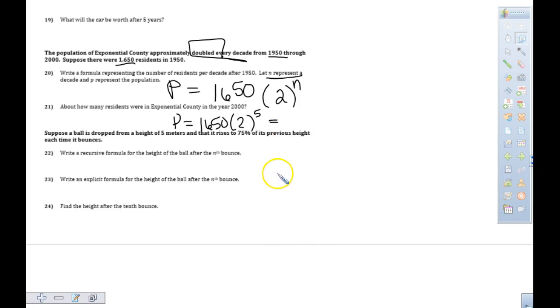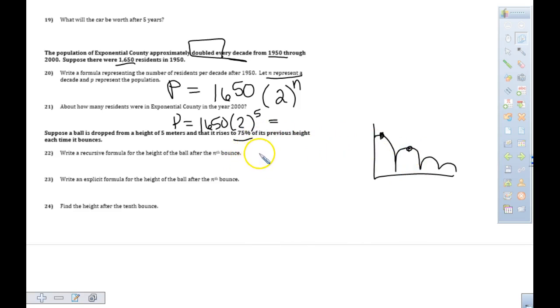So when we take a look at number 22, they ask us to write a recursive formula using that it's going to only bounce to 75%. So what you're thinking of is you're dropping this ball, and as you drop it, it bounces back up, and each time it's bouncing up, it's not bouncing as high. So the first time it was here, now it's down. This is a 75% drop, or it went down to 75% of its original height.